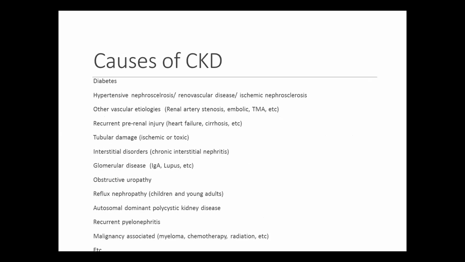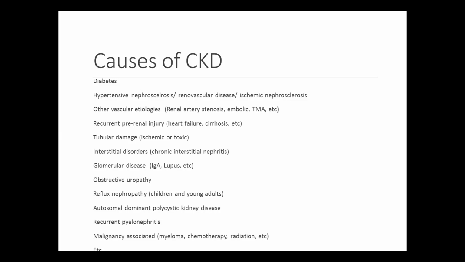This slide outlines some of the common and less common causes of chronic kidney disease. I think we're all familiar with diabetes and hypertension being some of the most common etiologies. Other vascular causes like renal artery stenosis, embolic phenomenon, etc., can contribute as well. Chronic prerenal injury that is often associated with end organ damage and heart failure or cirrhosis can lead to chronic kidney disease. And then other parts of the nephron, like the tubules, the interstitium, and the glomerulus, can have different disease processes that impact them, and that can lead to CKD as well. Some structural causes like obstructive uropathy or reflux nephropathy in children and young adults, or even autosomal dominant polycystic kidney disease are other causes of CKD, and the list goes on.